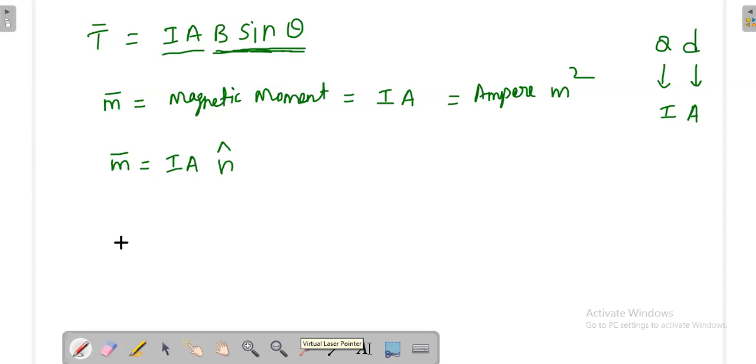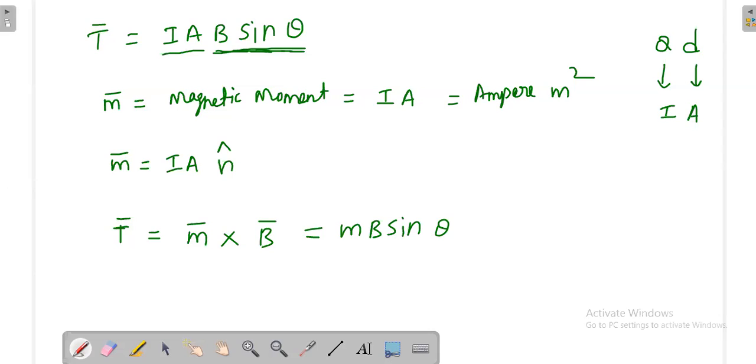So finally, what is the T vector? The T vector can be written as the m vector cross product with the b vector. Whenever you have a cross product, this is like mb sin theta. Now what is theta? Theta is the angle between m and b.